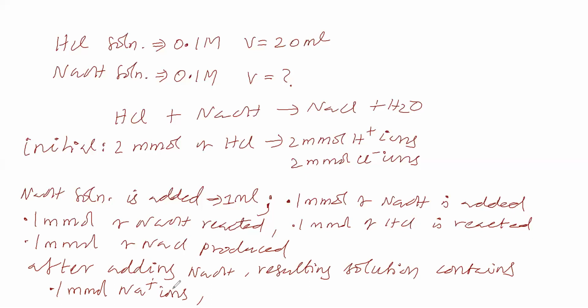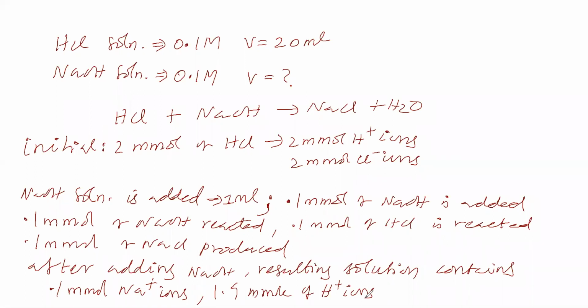Initially there are 2 millimoles of HCl, so 2 millimoles of H plus ions are present. 0.1 millimole of HCl reacted, that means 0.1 millimole of H plus ions reacted. Therefore, 1.9 millimoles of H plus ions are present, because 0.1 millimole of H plus reacted.